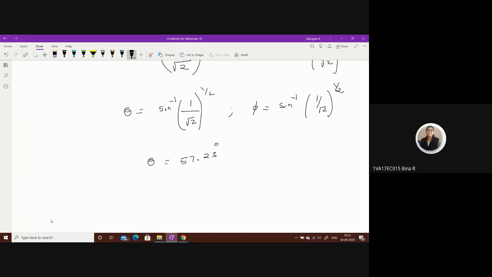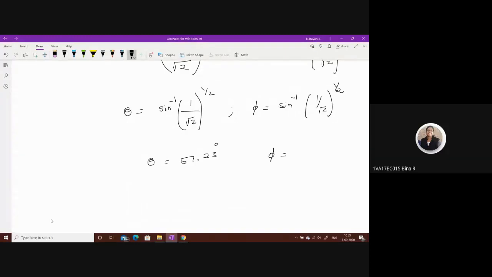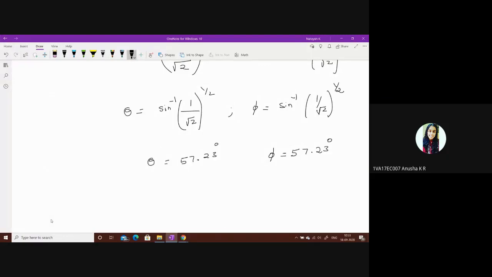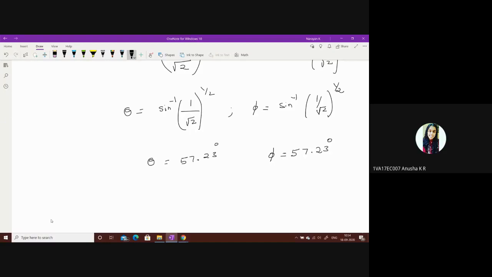Yes, sir. Okay. Similarly, phi will be equal to the same. I have not done any other magic here. 1 upon root 2, so this phi will also be equal to 57.23. Anusha, are you there? Yes, sir. Have you understood till now? Yes, sir. I have understood.